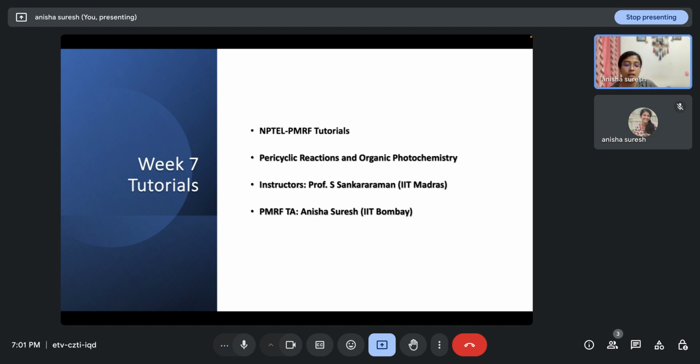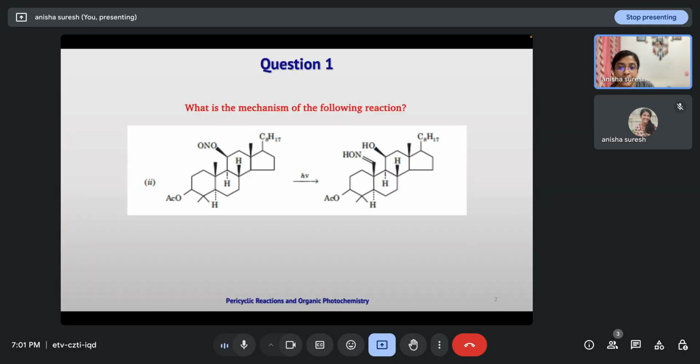Okay. So, coming to the first question. This is question number 1. What is the mechanism of the following reaction? Here the starting material and the product have been given and they are asking for the mechanism of the reaction. So, what is this reaction?